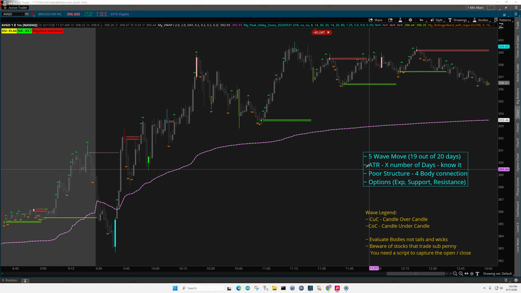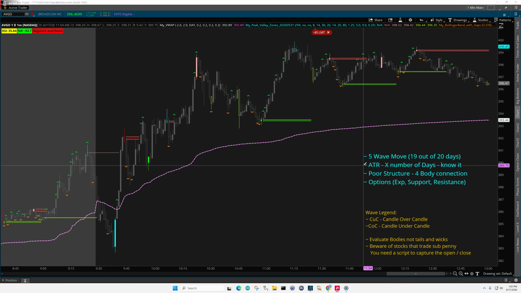That's why it's extremely important to know the ATR. So the ATR is your average trading range. You could also change that acronym to average daily range. So you're going to need to look back X number of days. You define X and know what that average trading or average daily range is.